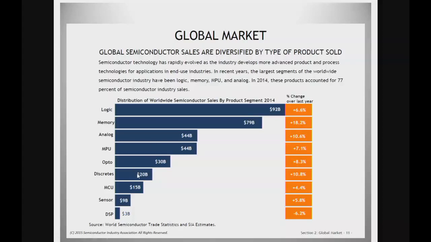Discrete devices, 2014 with 20 billion. So what is a discrete device? You know what an integrated circuit is. It's like this chip in your computer, right? A discrete device is an individual transistor. So the market for individual transistors was $20 billion in 2014, and it's now $75.5 billion. So it's gone up by a factor of 4. So discrete devices haven't disappeared.